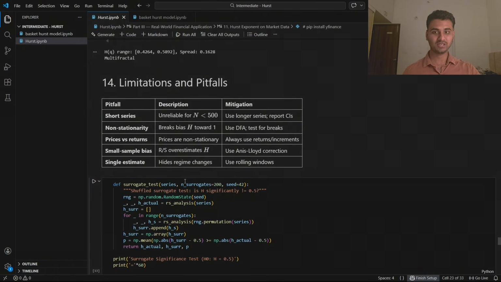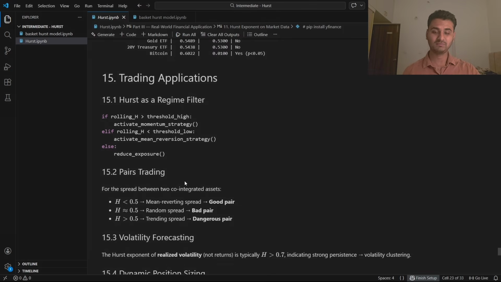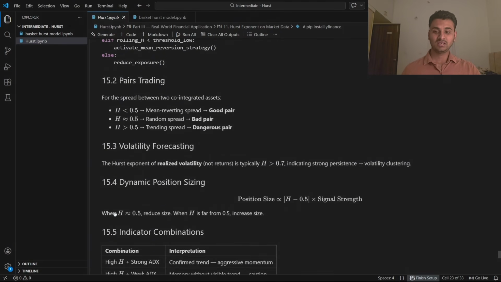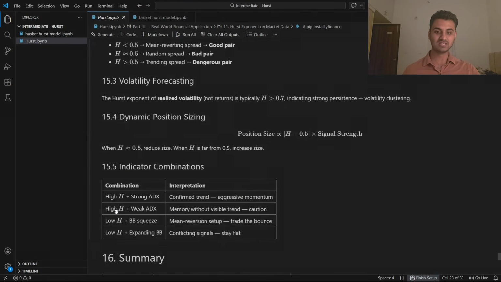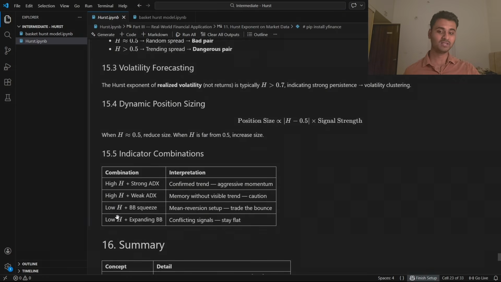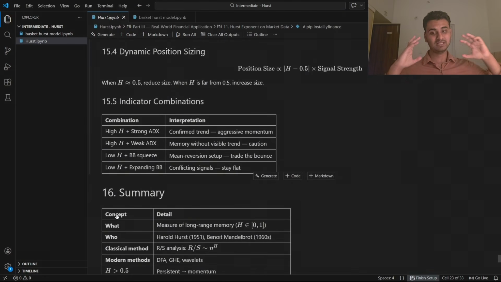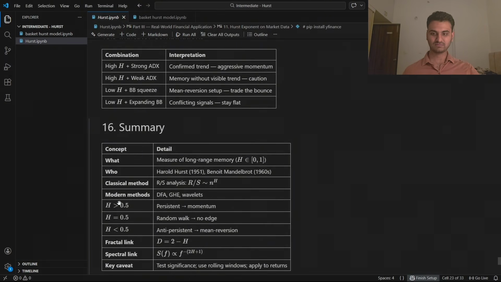So the trading applications: regime filter, pairs trading, volatility forecasting, dynamic position sizing. You can combine it with ADX, Bollinger Bands, and a lot of other things that we will be covering. The model making part will be entirely different, where we will take the parameters that we learned about and try to find a combination that will work on a multi-asset basket or a single asset. So, summary: a measure of long memory, the classical methods, everything we have covered.